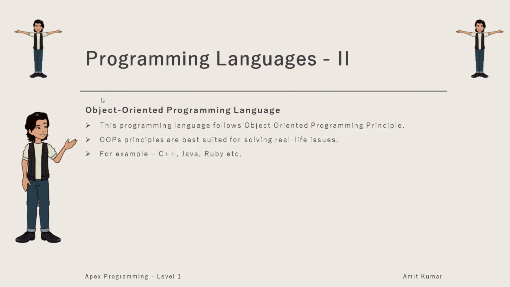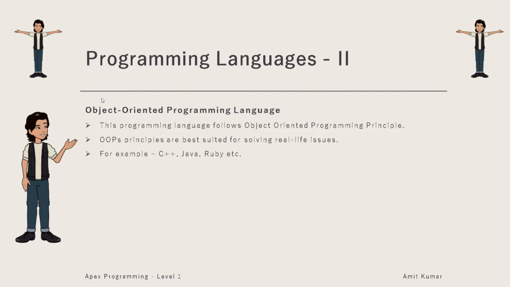Object-oriented programming language. This programming language follows object-oriented programming principles. The OOPS principles are best suited for solving real-life issues. Now, we will discuss about Apex and we will discuss about object-oriented programming later down the line. But object-oriented programming has certain principles like objects, classes, abstraction, encapsulation, polymorphism, inheritance, pretty many terms, right? But don't worry, we will discuss each one of them. And if you are a science student, you might have heard many of these terms.